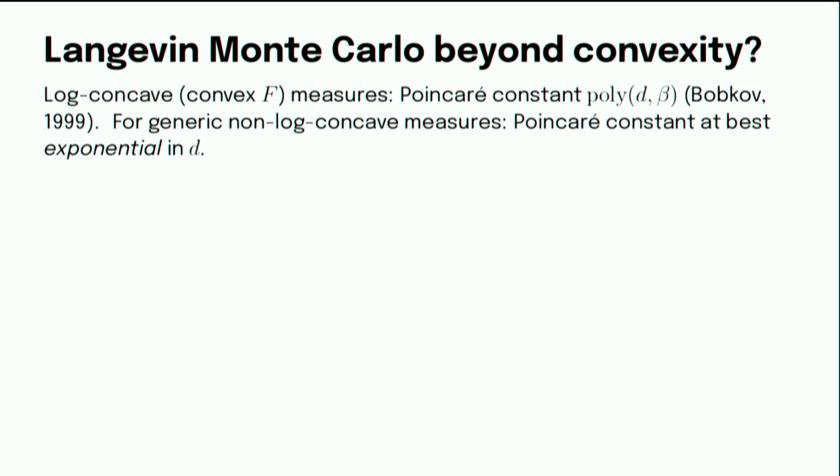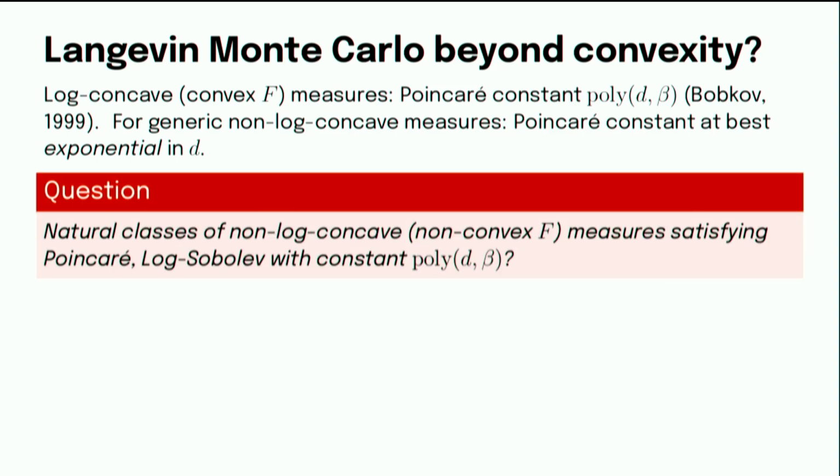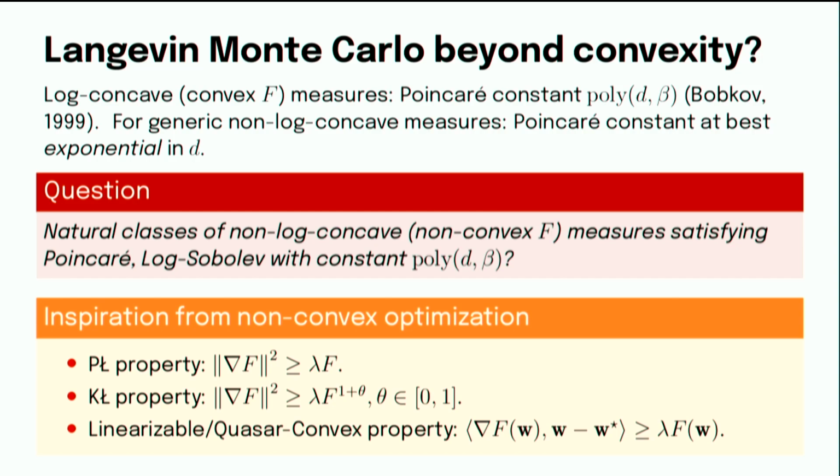For generic non-log-concave measures, the Poincare constant is at best exponential in the dimension. Here we want to ask if there are natural classes of non-log-concave measures, or non-convex f, satisfying Poincare and log-Sobolev with controlled constant polynomial in the dimension and inverse temperature. To answer this question, we take inspiration from non-convex optimization.